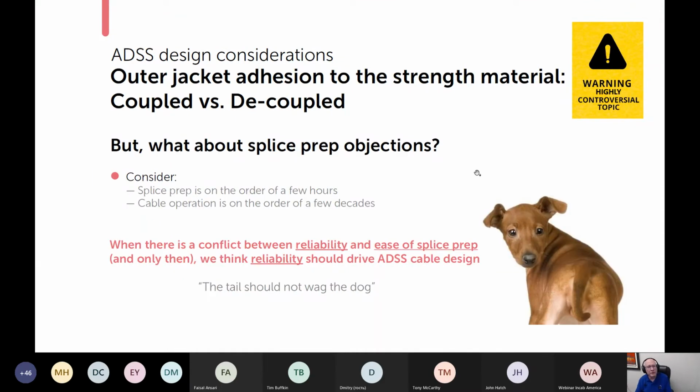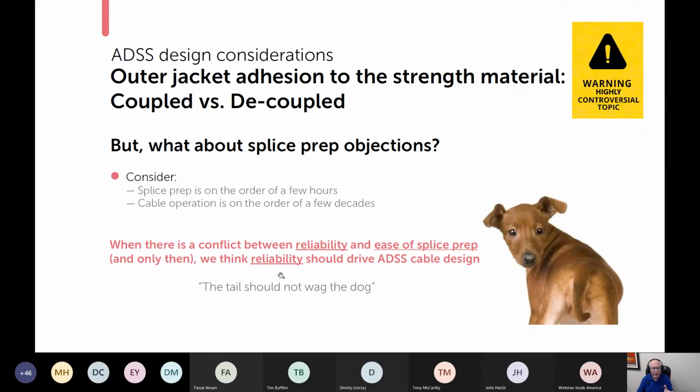Okay, but what about the splice prep objections? We've talked about splice prep, ease of splice prep, several times throughout this presentation. And I want you to view splice prep objections in the context that splice prep is on the order of a few hours, and your cable operation, in contrast, is on the order of a few decades. So when there is a conflict between reliability and ease of splice prep, I think reliability should win every time. As I say here, the tail should not wag the dog.